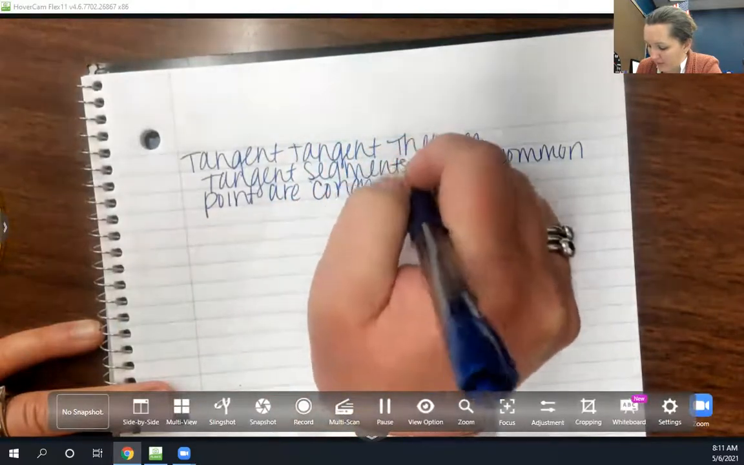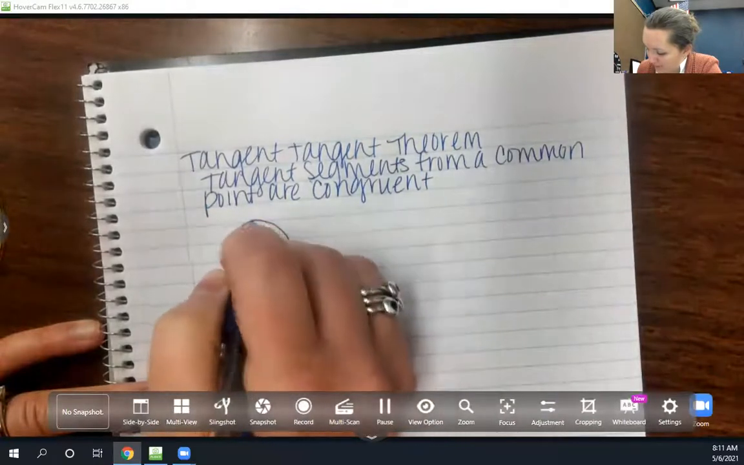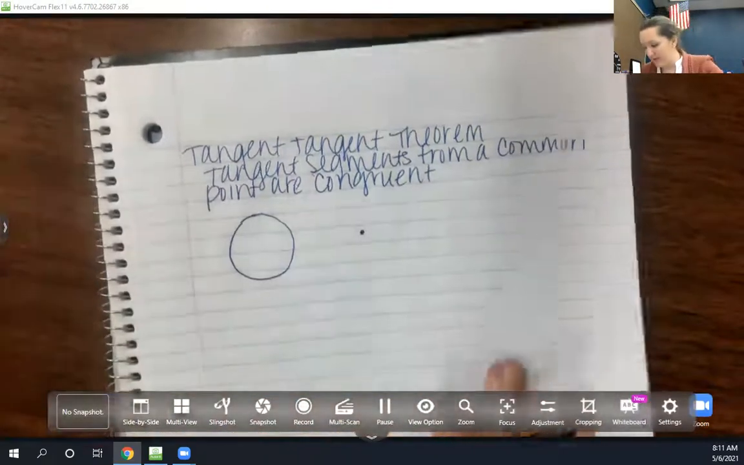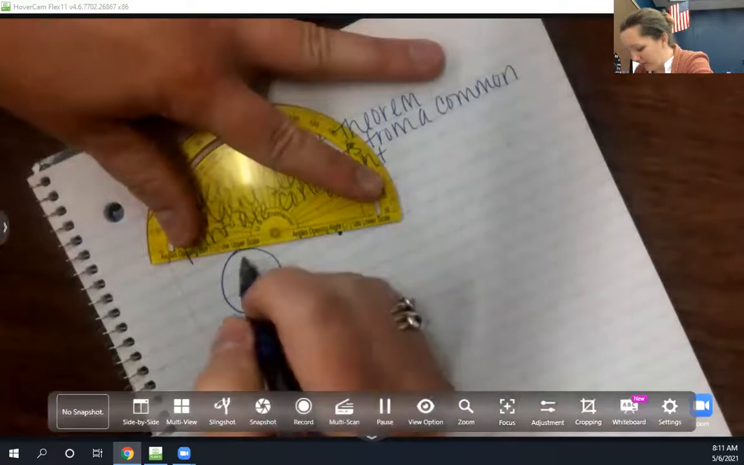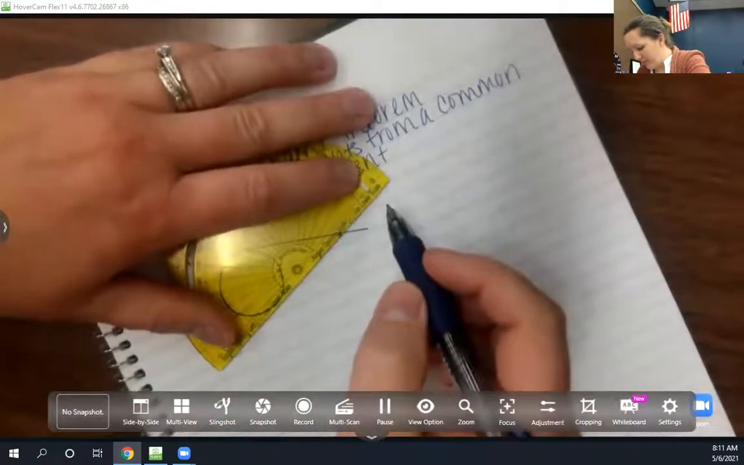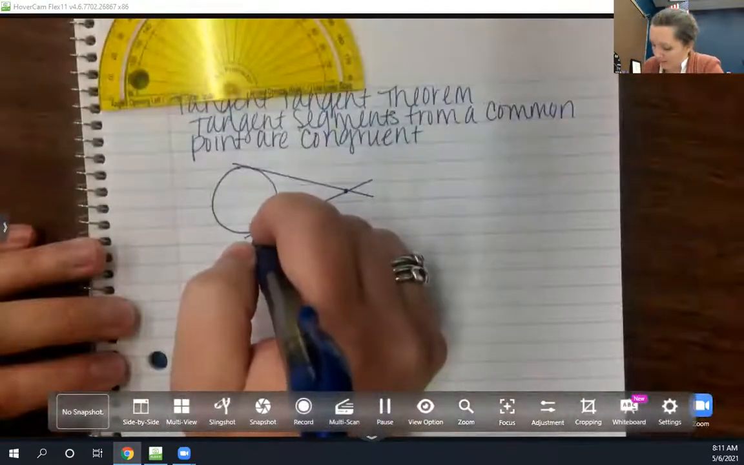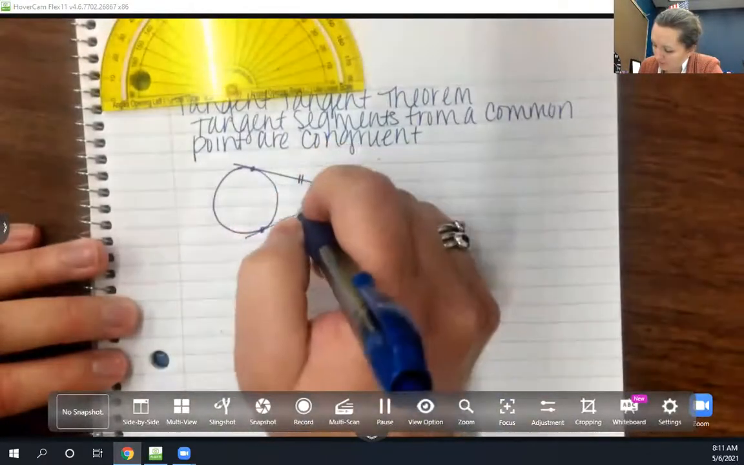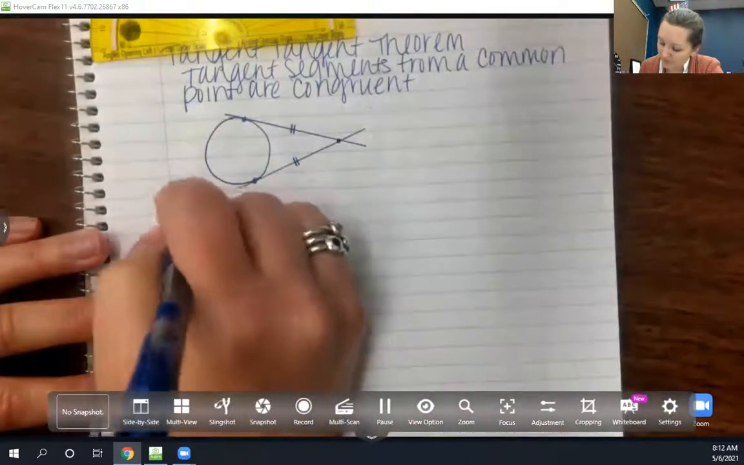So let me show you an example of this. If you have a circle, and I'm drawing a tangent to this common external point, and this is something that we'll do in class together. Remember, tangents touch the circle only at one point, right? So tangent segments from a common external point are congruent. So they're equal to each other, right? So let's try some examples here.